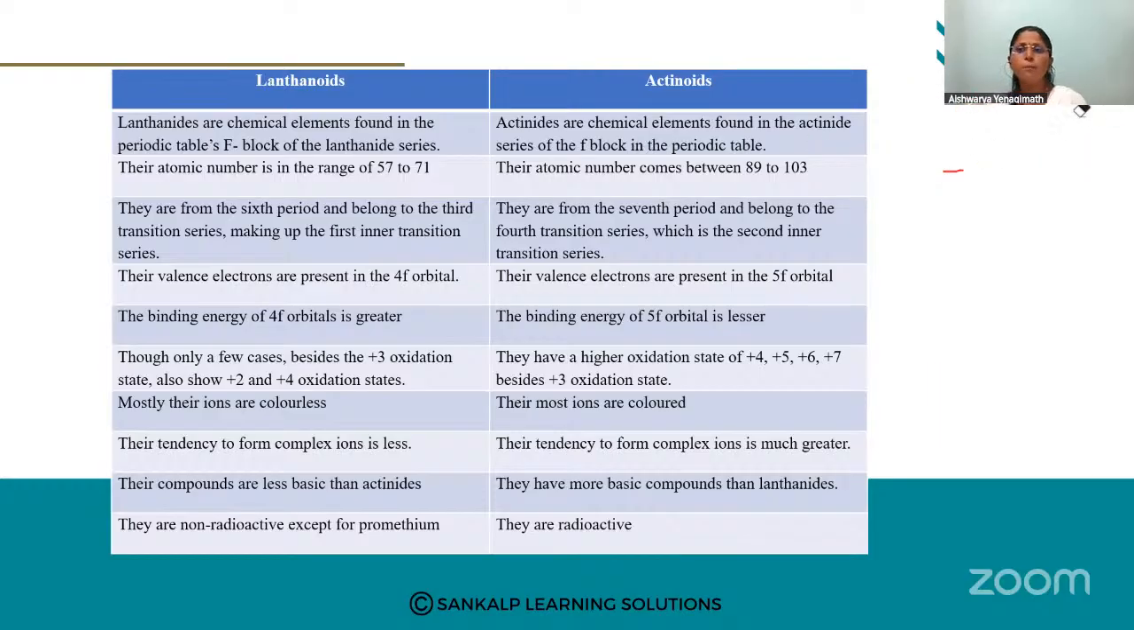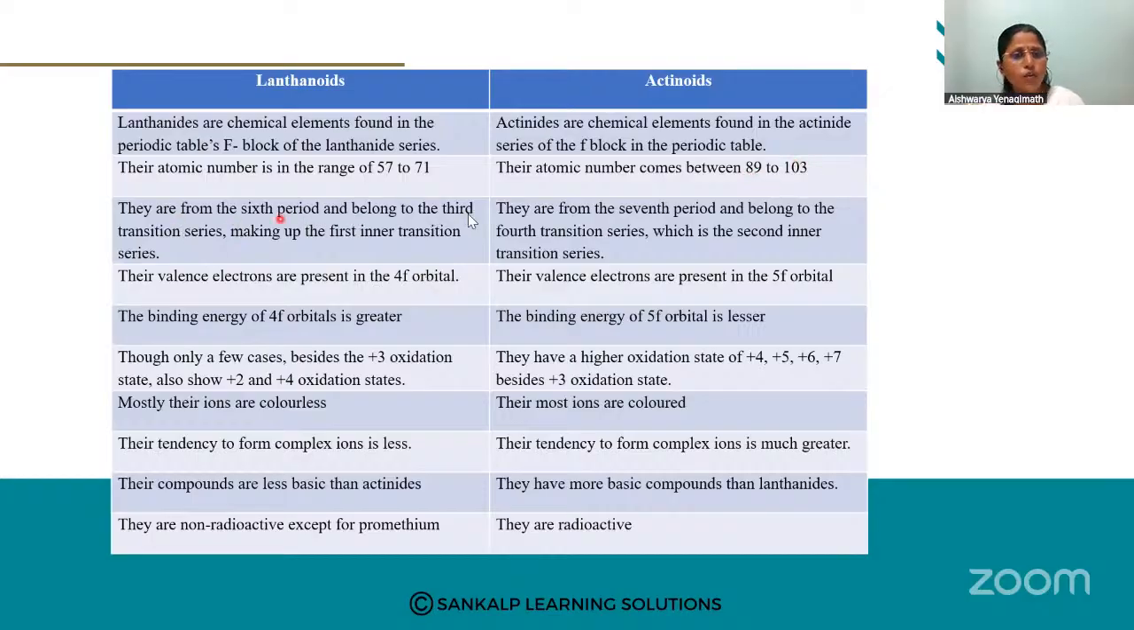So when we talk about lanthanides and actinides together, we have a comparison here. Lanthanides are chemical elements found in the periodic table, in the lanthanide series of F block. Actinides are chemical elements found in the actinide series of F block. The range is 58 to 71 for 14 elements, 57 is lanthanum; here 89 is actinium, 90 to 103.